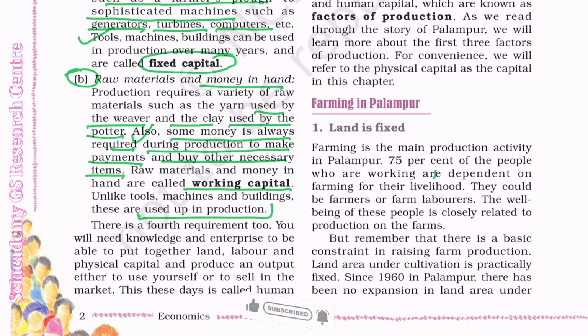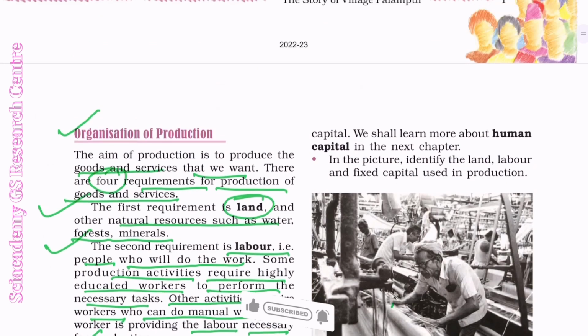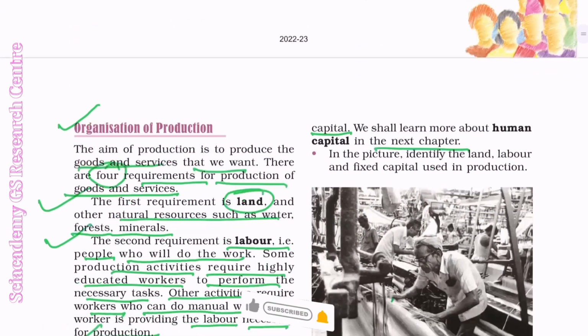There is a fourth requirement too. You will need knowledge and enterprise to be able to put together land, labor, and physical capital and produce an output either to use yourself or to sell in the market. This these days is called human capital. We shall learn more about human capital in the next coming chapter.